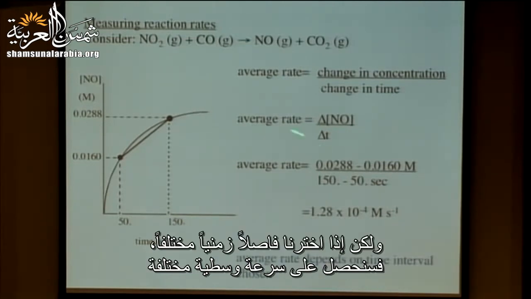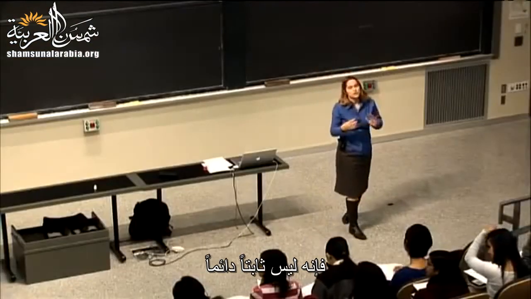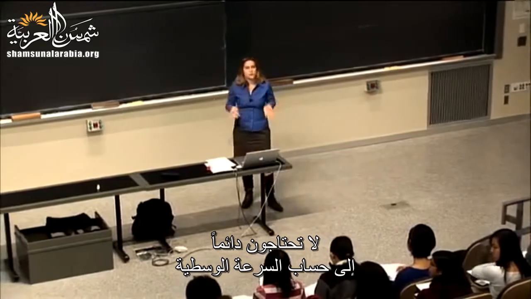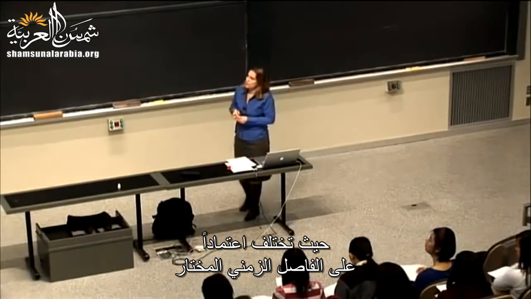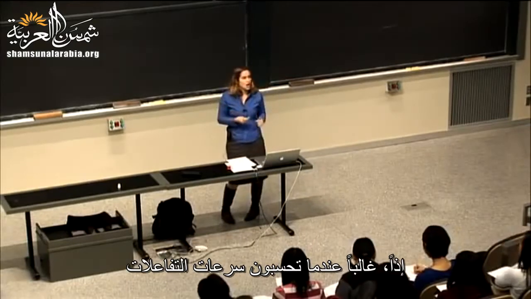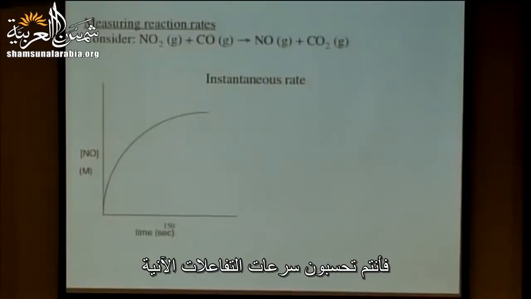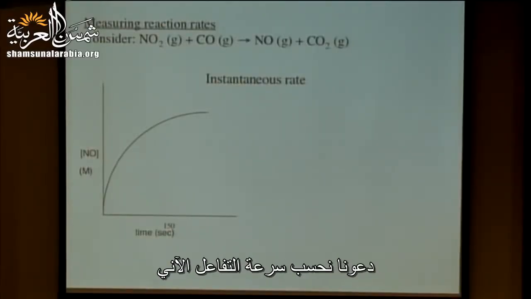But if we had picked a different interval, we would have gotten a different number. So the average rate depends on the time interval. So that's not always ideal. You don't always want to know an average rate, which might be different depending on which particular interval you pick. So often when you're talking about rates, you talk about instantaneous rates, so the rate at a particular instant of time. And so let's look at instantaneous rate.